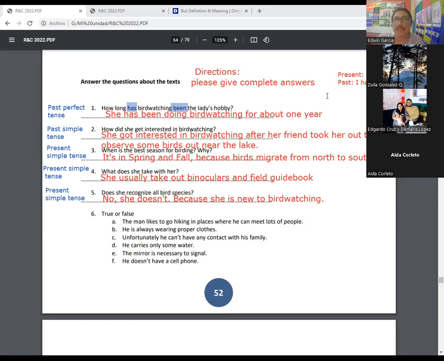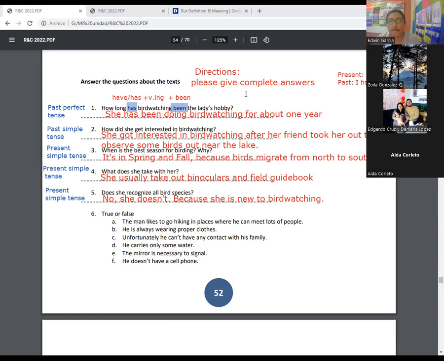But in this case, it is has and have. When we use have or has with the verb in ing form, and when we use been, we are talking about the present perfect tense because it comes from the past to the present. How long has she been doing this?